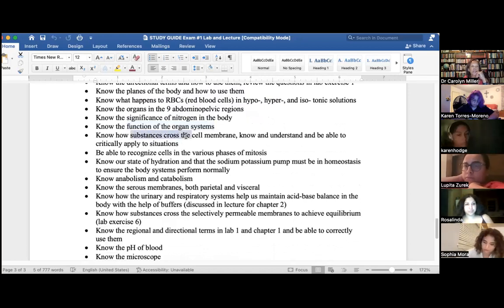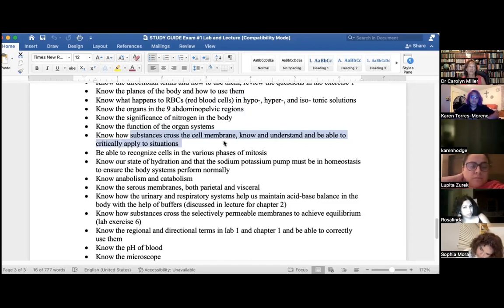Now the substances, know how substances cross cell membranes, know and understand and be able to critically apply to a situation. I define passive transport, active transport, vesicular, primary and secondary active, those concepts will all be on there. Passive diffusion, and then osmosis, the passive diffusion of water across a selectively permeable membrane.